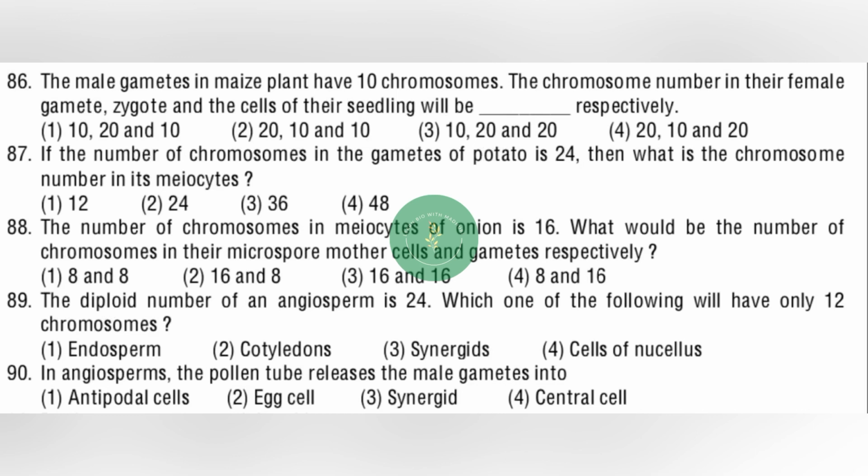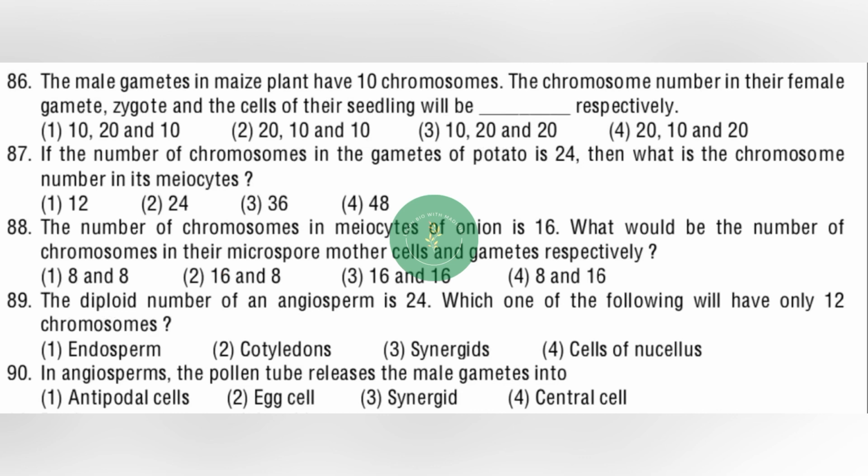Question number 87. If the number of chromosomes in the gametes of the potato is 24, then what is the chromosome number in its meiocytes? So the option is 4, 48. Question number 88. The number of chromosomes in meiocytes of onion is 16. What would be the number of chromosomes in their microspore mother cells and gametes respectively? So the option is 2, 16 and 8.